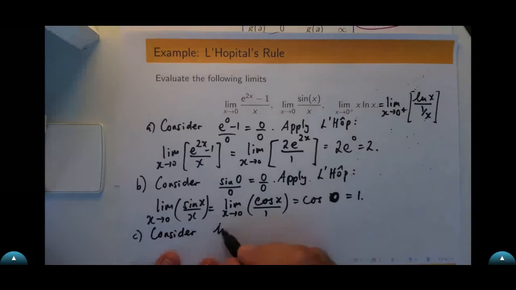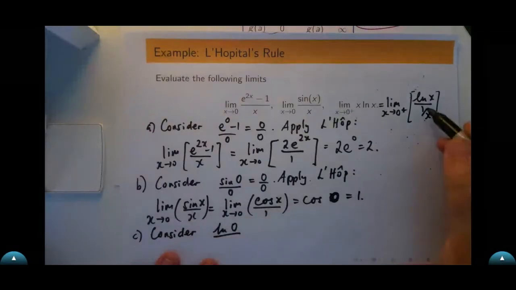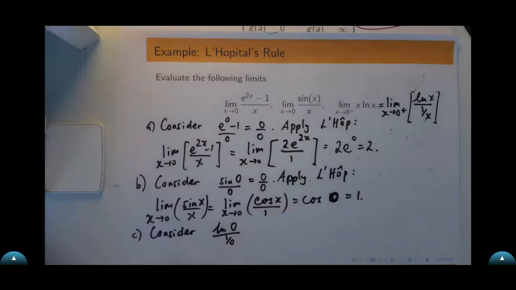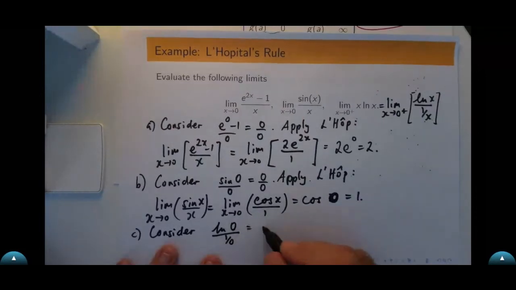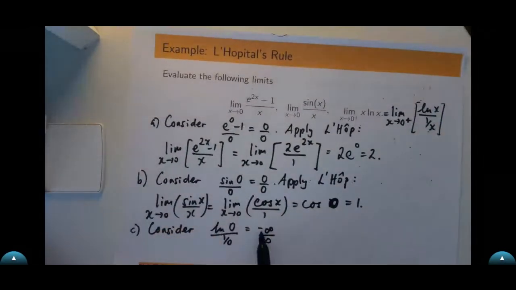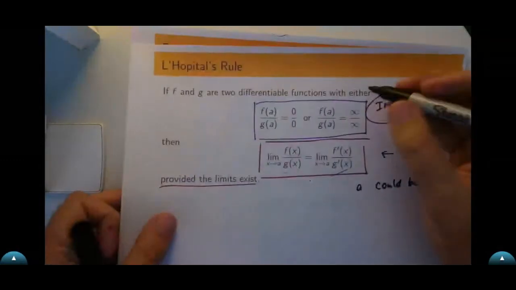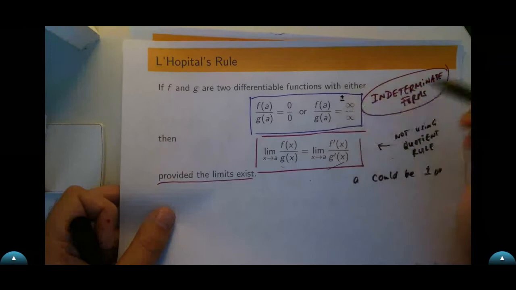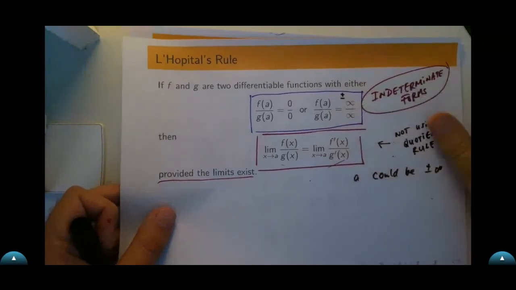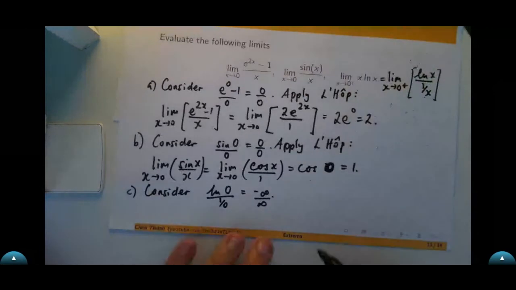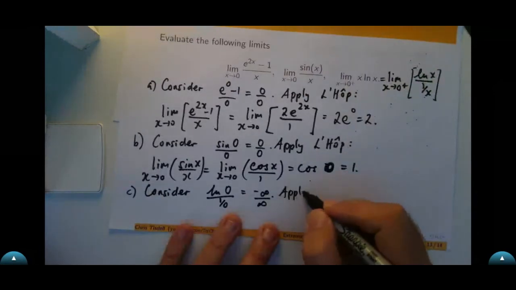Okay, so let's do it. So the natural log of 0 all over 1 on 0. Well, natural log of 0 is going to be negative infinity, and this is obviously going to be negative infinity. So even though there's a negative sign there, it's still an indeterminate form, right? So you can have plus or minus infinities here. They still count as indeterminate forms. Okay, so let's apply L'Hopital's rule.